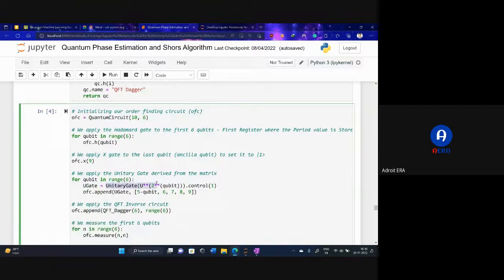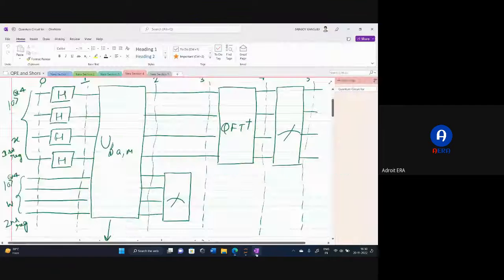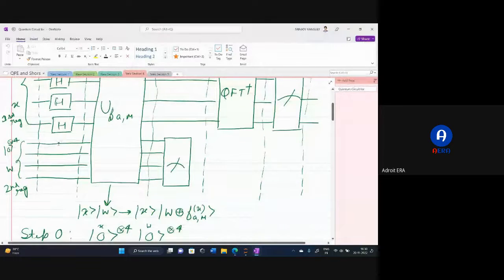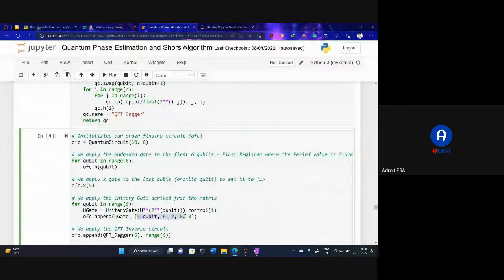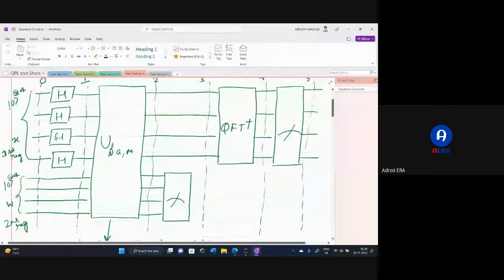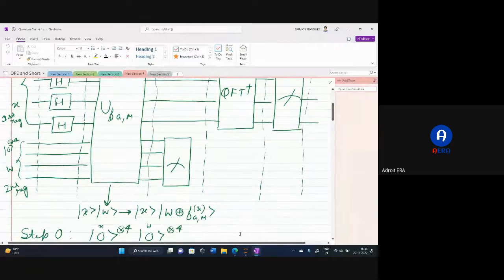This is how you form that unitary gate with 2 to the powers, as you have seen, and then you append it with all these qubits as the target. These are the target qubits, the ones below, the ket W, the W register. So this is the targets W register. What is the control? The control is the X register, the first register, and the second register will be the target, right?